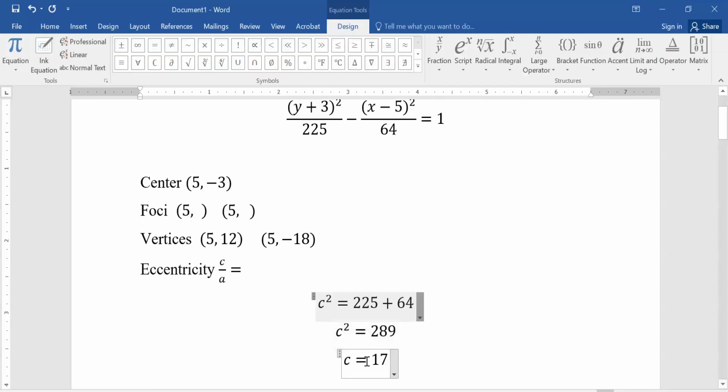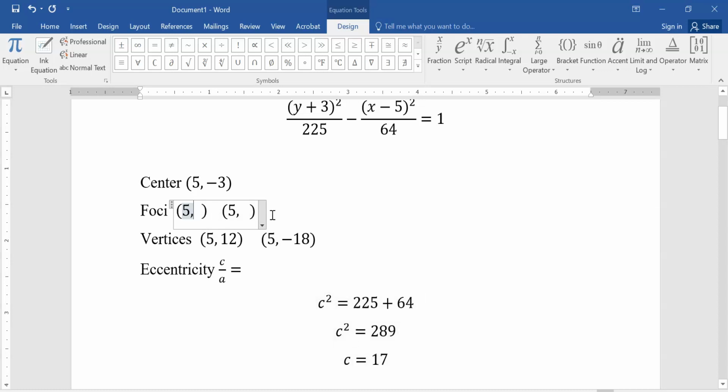By the way, a lot of times on the examples we do in class, they come out to a nice number, but don't get discouraged if your c squared comes out to something that's not a perfect square. So if your c is, for instance, the square root of 5 or the square root of 90, something like that, it's perfectly all right.